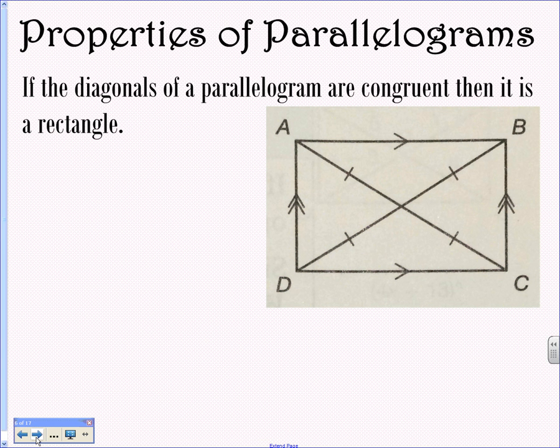Looking at another property of parallelograms. If the diagonals of a parallelogram are congruent, it has to be a rectangle. You already learned for all parallelograms that the diagonals bisect each other. But if the diagonals are congruent, it has to be a rectangle.